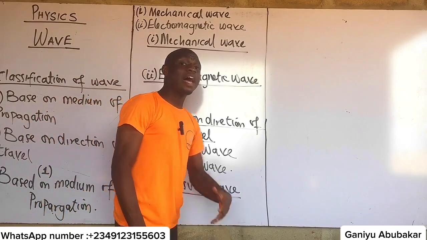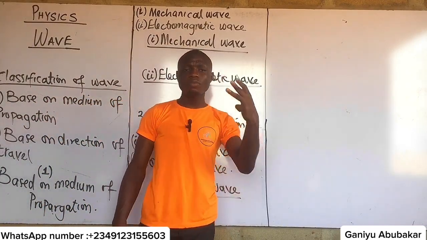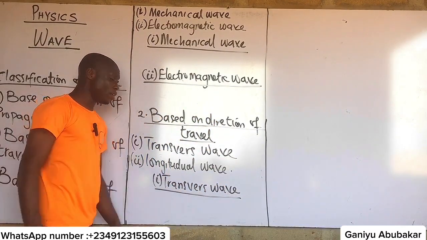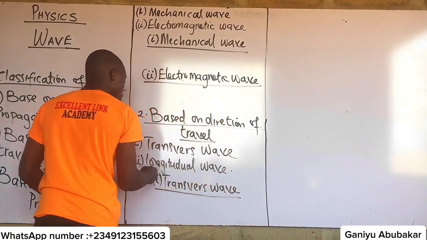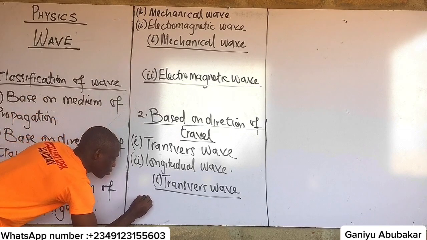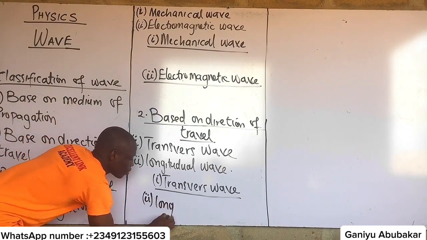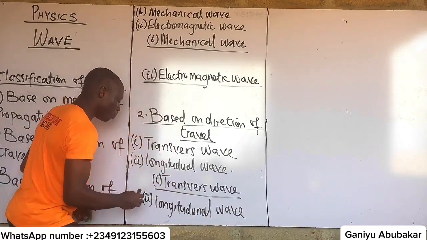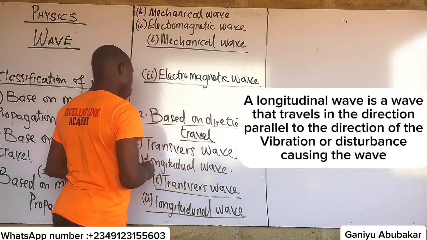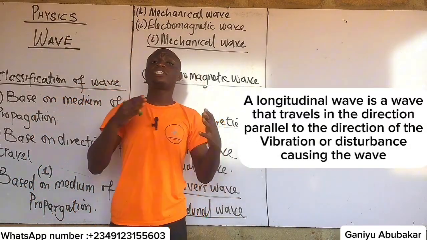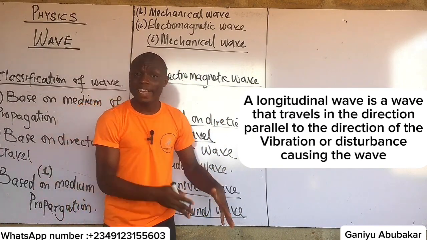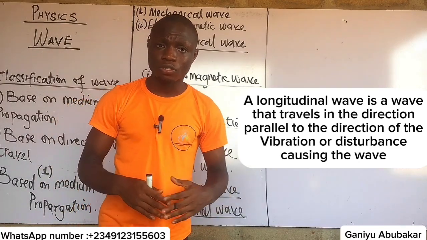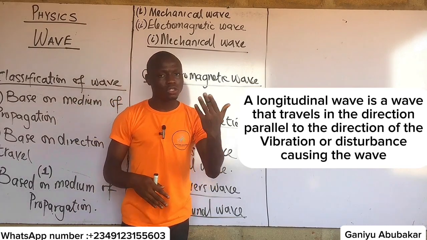Examples of transverse wave are simply water wave, light wave, and radio wave. Those are the examples of transverse wave, please. All right, let's discuss the second concept there called longitudinal wave. Definition, please. A longitudinal wave is simply a wave that travels in a direction parallel to the direction of the vibration or disturbance causing the wave.